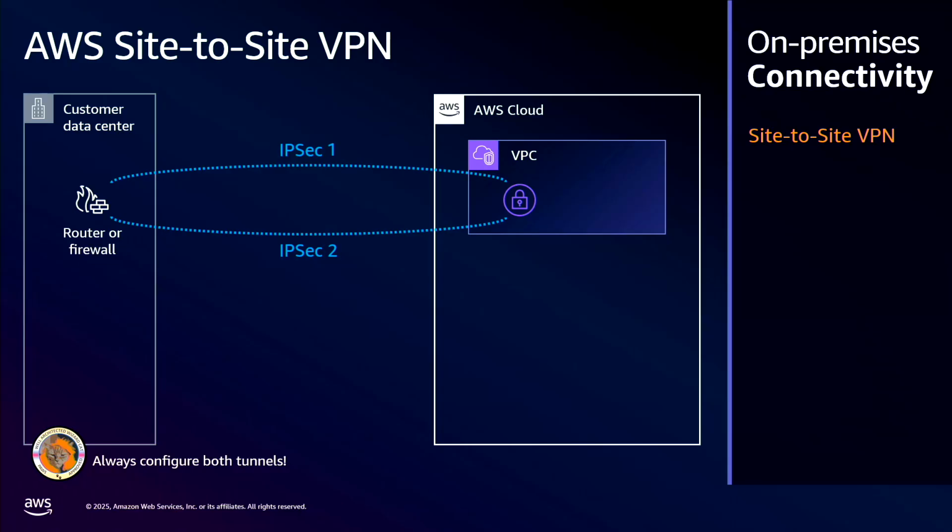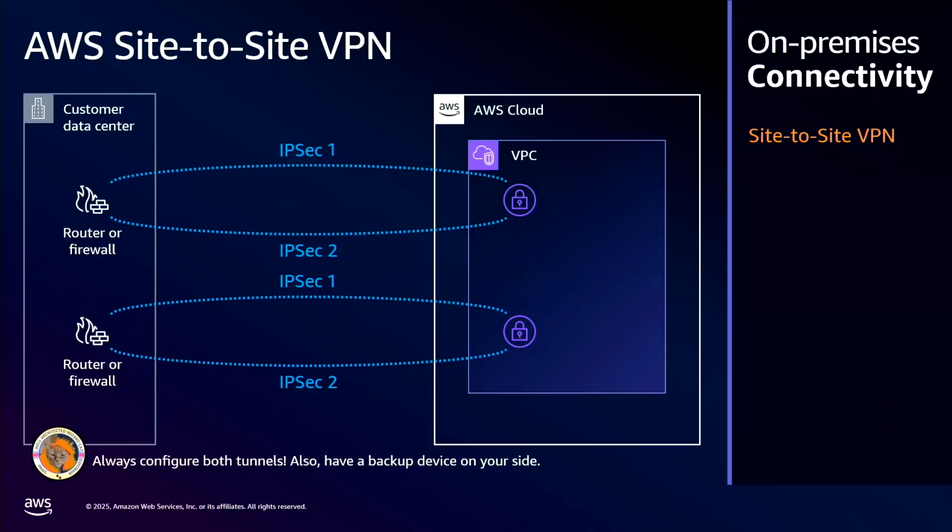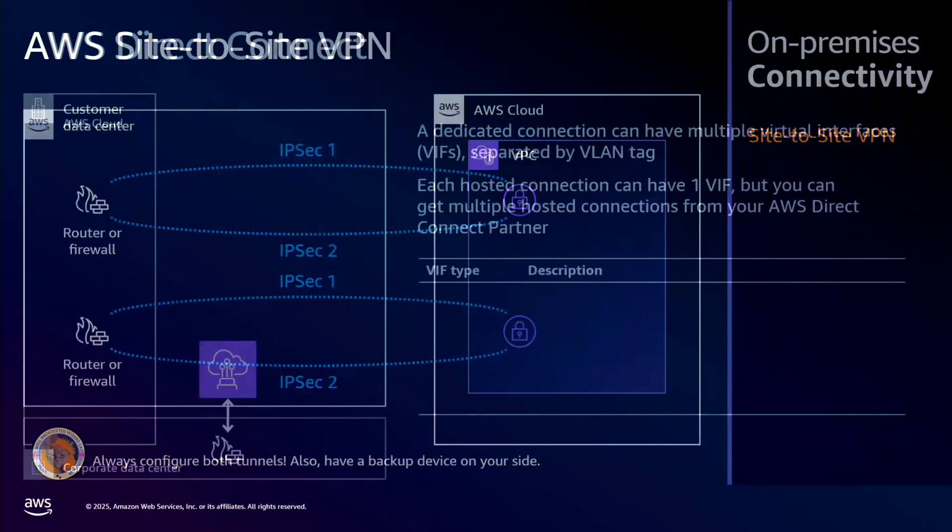You should definitely connect both tunnels. You don't have to, but the advice here is that you absolutely do, because if there's an outage on the AWS side, then that would create an outage in terms of your VPN connectivity. The other thing is that failures don't just happen on the AWS side, they happen on your side too. So you should probably have some diversity in the equipment that you use.